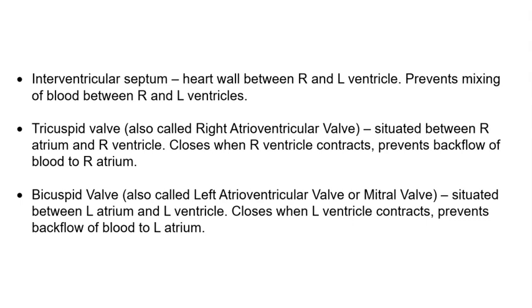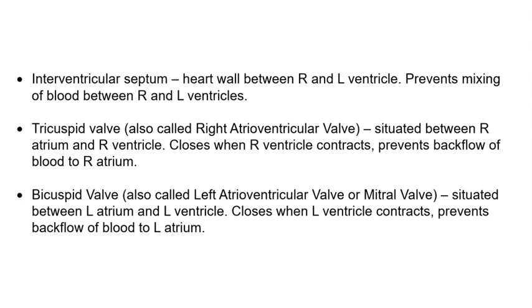We also have the tricuspid valve, which is referred to as the right atrioventricular valve. This valve is situated between the right atrium and the right ventricle. The valve will close when the right ventricle contracts, and in doing so, it's going to prevent backflow of blood up into the right atrium.